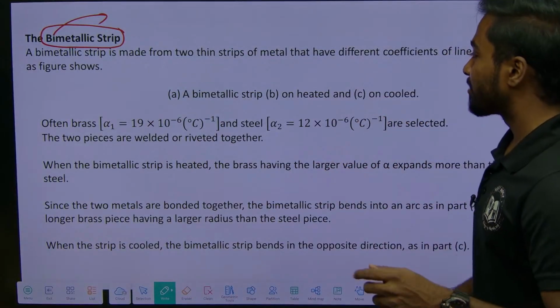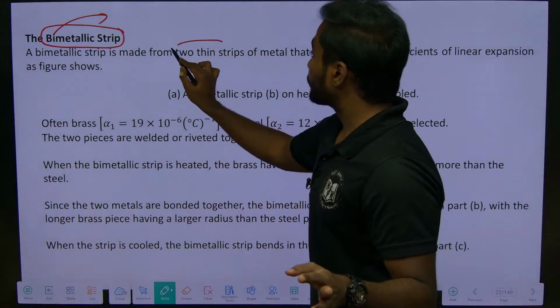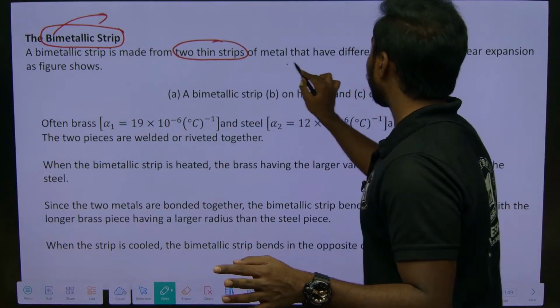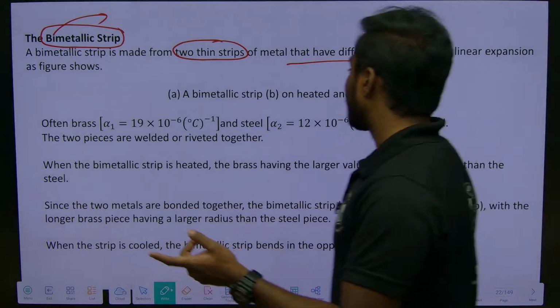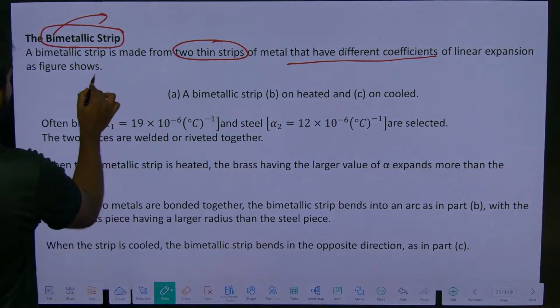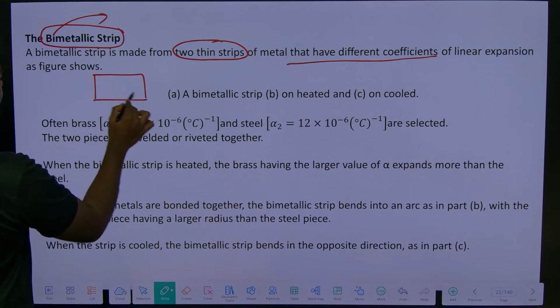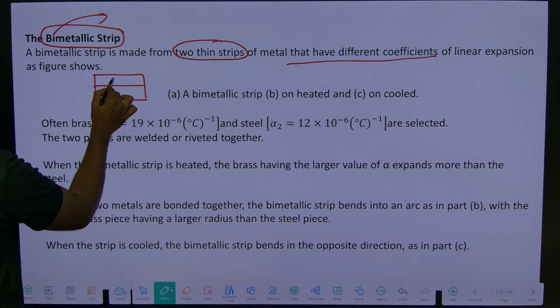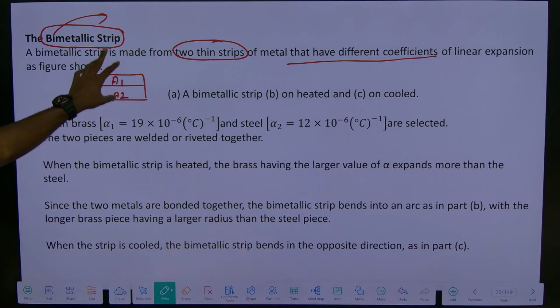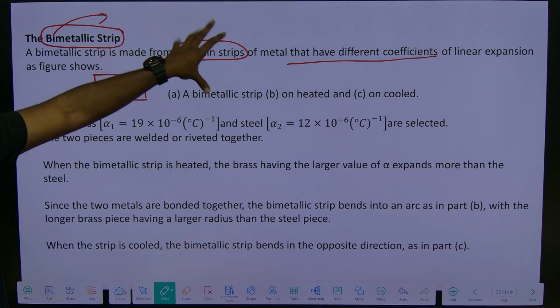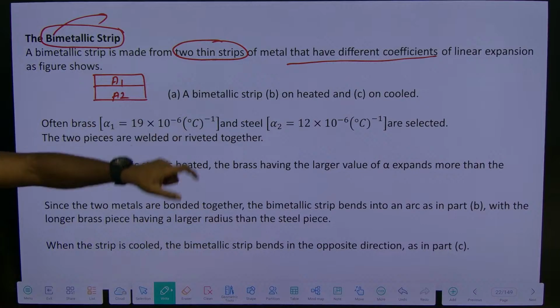So a bimetallic strip is made from two thin strips of metal that have different coefficients of linear expansion. Okay, I will give the figure over here. So the figure will be looking like this. The figure is missing over here. Okay, let me take this as A1 and this as A2. So A1 and A2 are the two different materials having two different coefficients of linear expansion.